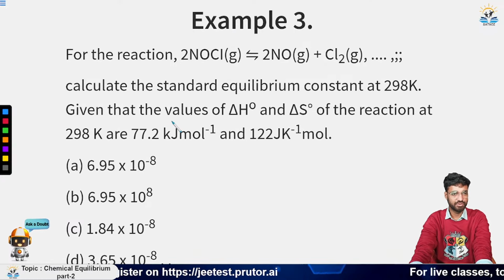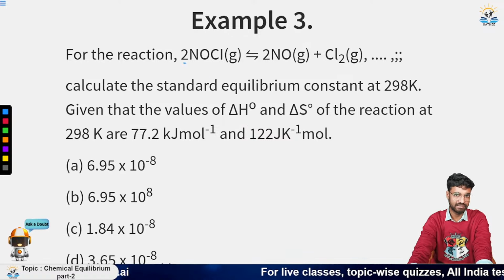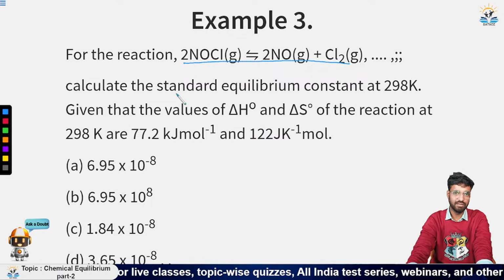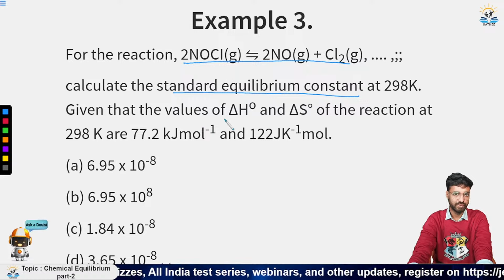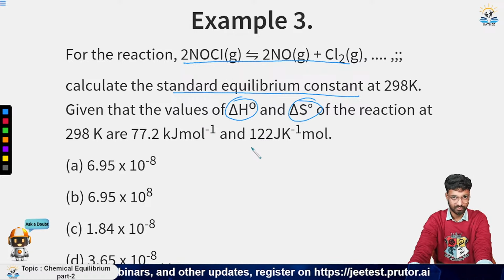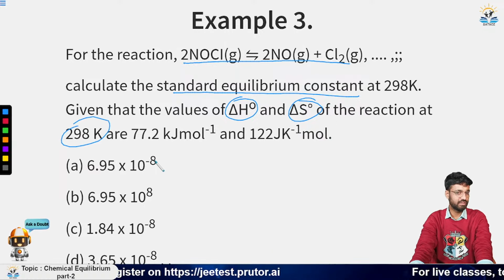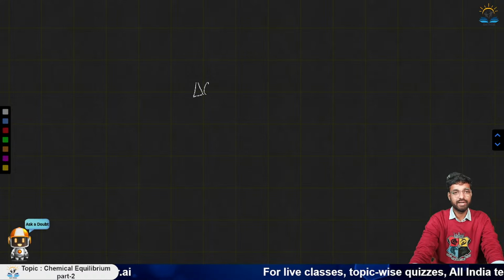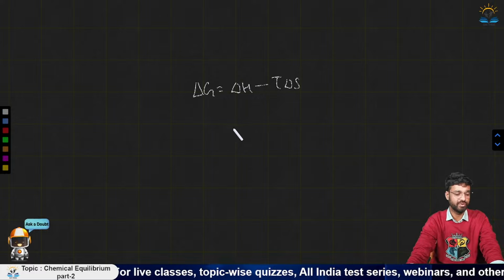Now let us move to the next question. It is given that we have a reaction 2NOCl goes to 2NO plus Cl2. We have to calculate the standard equilibrium constant K, and the values of delta H naught and delta S naught are given. The temperature is also mentioned here. For this, you have to be aware of the thermodynamic formula: delta G equals delta H minus T delta S.